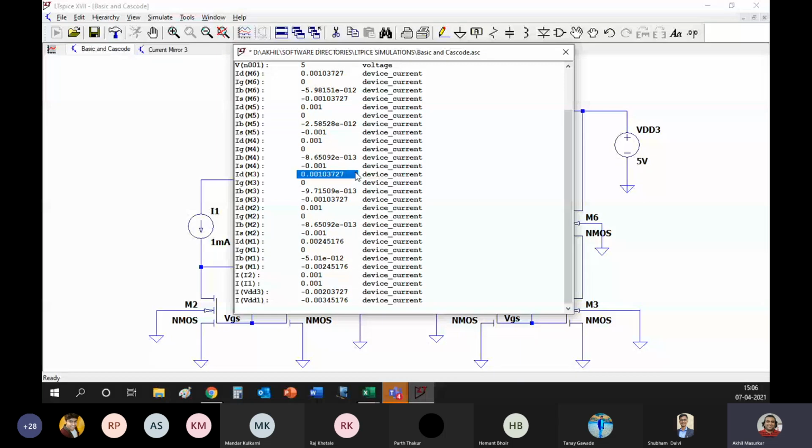Now, what you will do is, I want to double the current in the mirror, and I want to half the current in the mirror. So you will change the width of the transistors in the mirror circuits accordingly and design the circuit and show me the values using .op command. So that is what you will do.